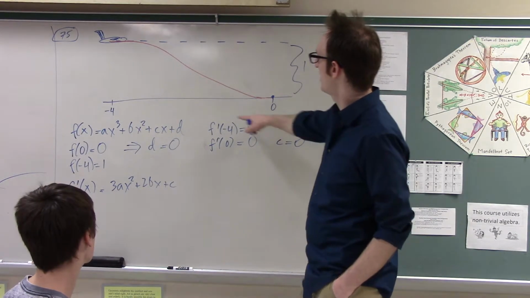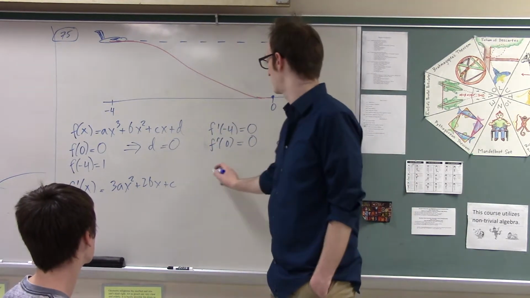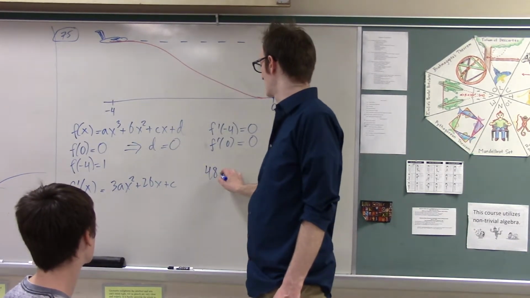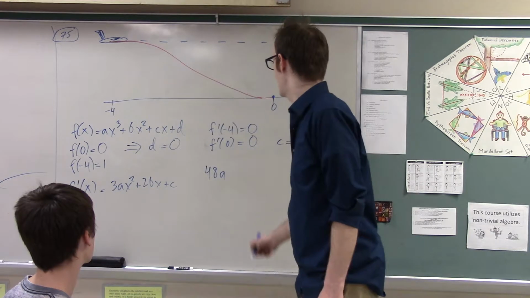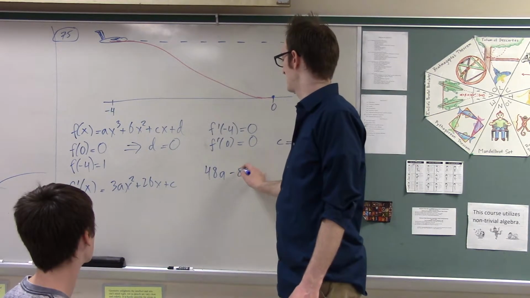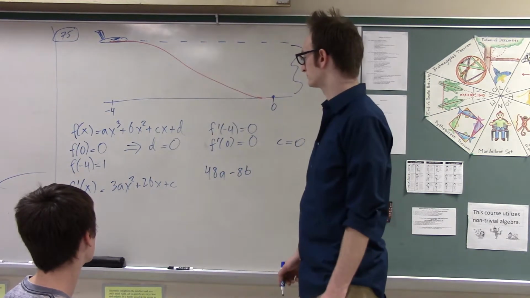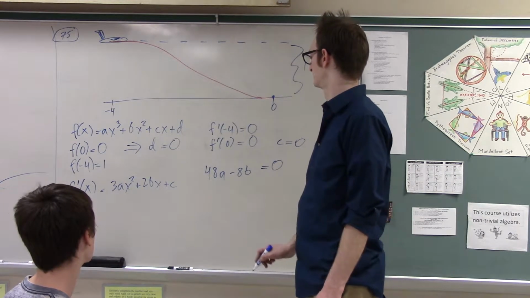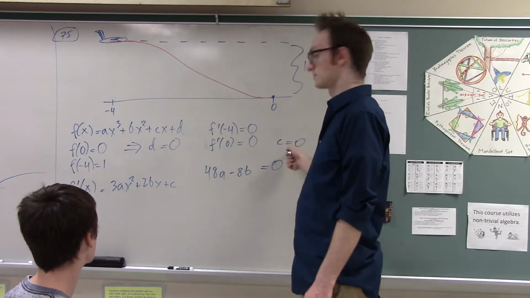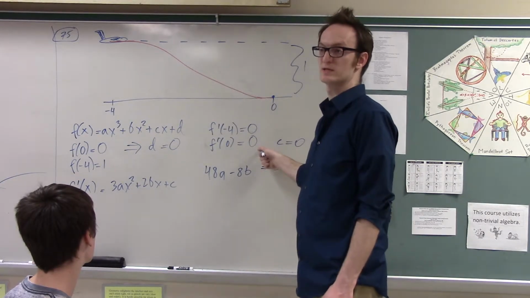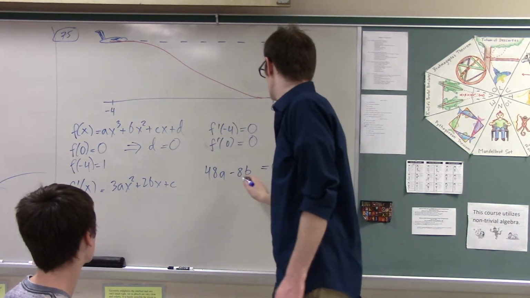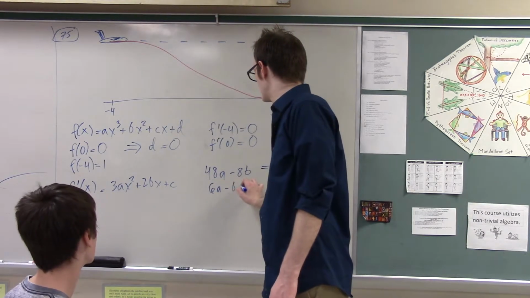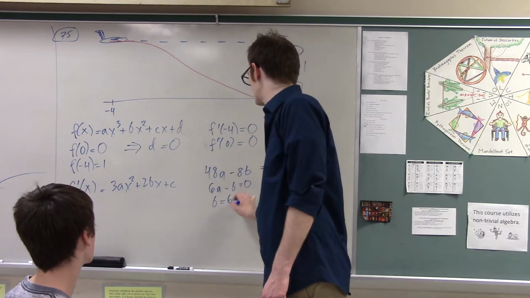Alright, and then the final one, if f prime of negative 4 is also 0, then if I plug in negative 4 into the derivative, I get 48a minus 8b has to be 0. C I just included as 0, since f prime of 0 is 0. Yeah. So that's really like, if I divide by 8, that's like saying 6a minus b is 0. So b is just 6a.